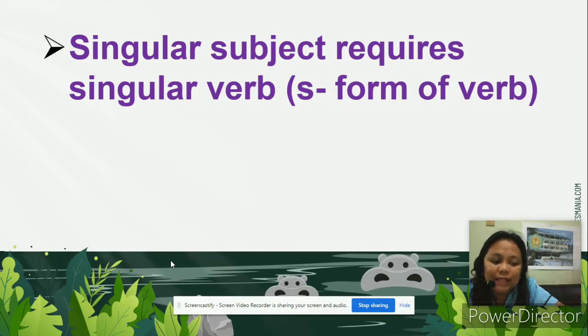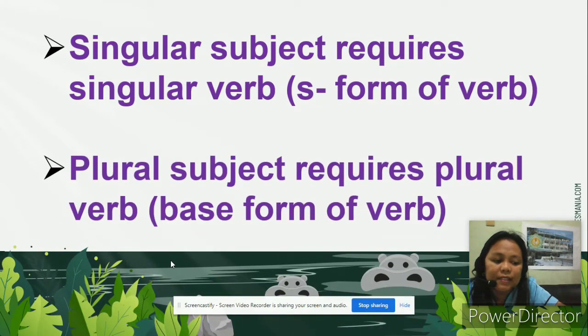So, what is a singular subject? It is made up of a noun or pronoun that represents one person, place, thing, or idea. The singular verb is a verb with S. Okay? Subject and verb must agree with one another in number, singular or plural. Thus, if a subject is singular, its verb must also be singular. If the subject is plural, its verb must also be plural.